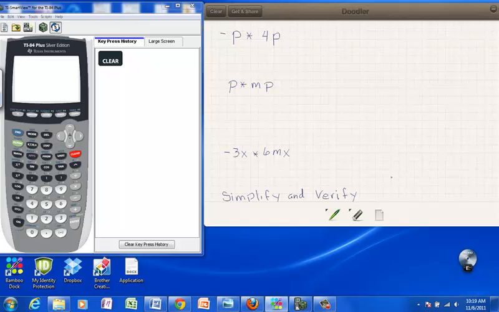Because you need to verify, you should probably hit the pause button. Okay, let's work through these now.